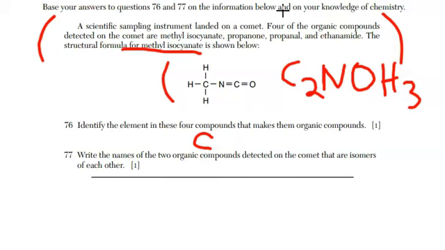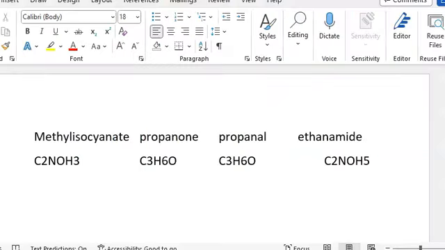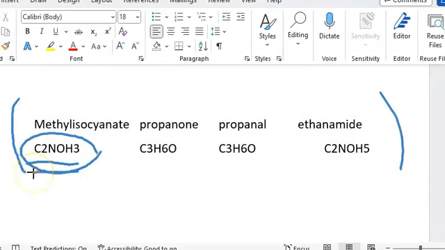What I have to do for the rest of these compounds is figure out what the actual formulas would be. So what I did here on this word sheet is just list the four names of the organic compounds and the actual molecular formulas. The methyl isocyanate we got from the question. Propanone and propanal: prop is the prefix for three carbons, one is the suffix for a ketone, and al for an aldehyde.